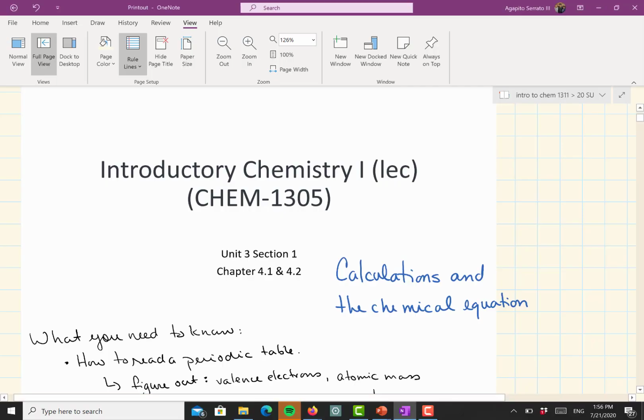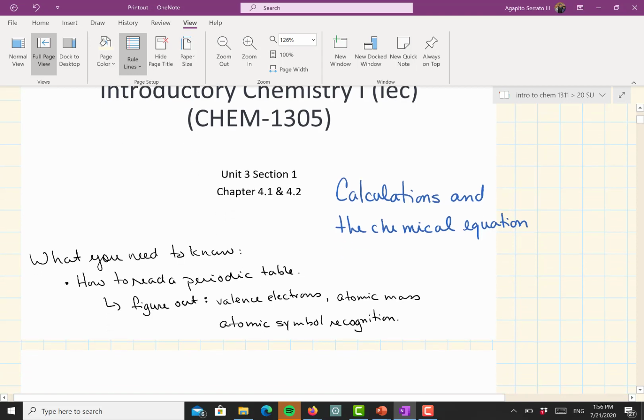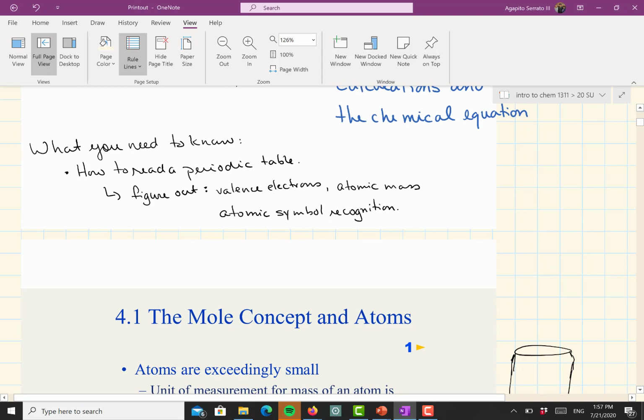Hello everybody. So today we're going to start working into chapter 4, which is going to be calculations and the chemical equation. A couple things you should know prior to starting this section is basically how to read the periodic table, understanding how many electrons there are for each atom, and how many valence electrons there are for each atom. Reading the periodic table and figuring out the atomic mass for that element, and of course when you review the periodic table, understanding what the atomic symbol is for those atoms and being able to identify them.